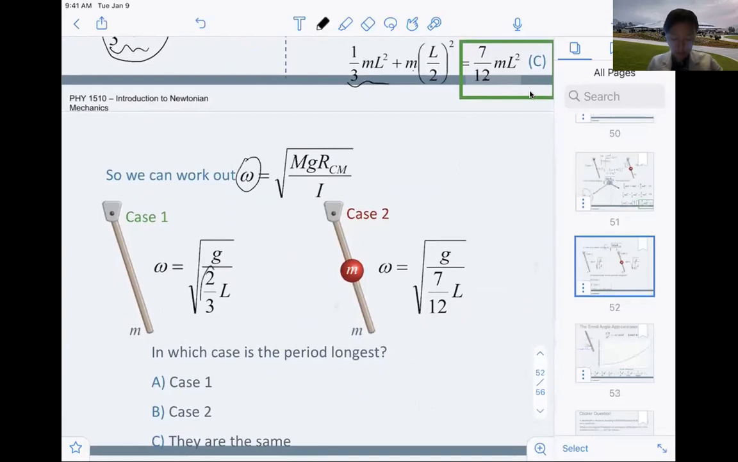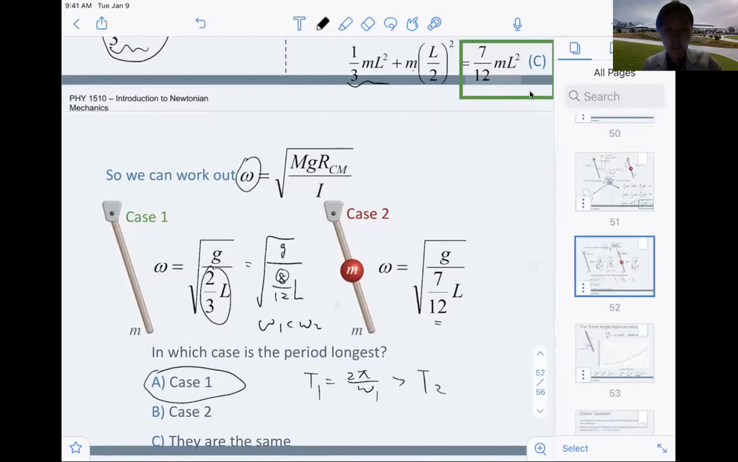And we can just write this as g over 8/12 times L. So this is bigger than case two. So the denominator is bigger in case one, making omega smaller in case one. And the period is 2 pi over omega. So T1 is larger than T2. Okay, and you can calculate exactly what the omega and what the period is for these specific cases. All right, so that was what we had left off from our previous class.